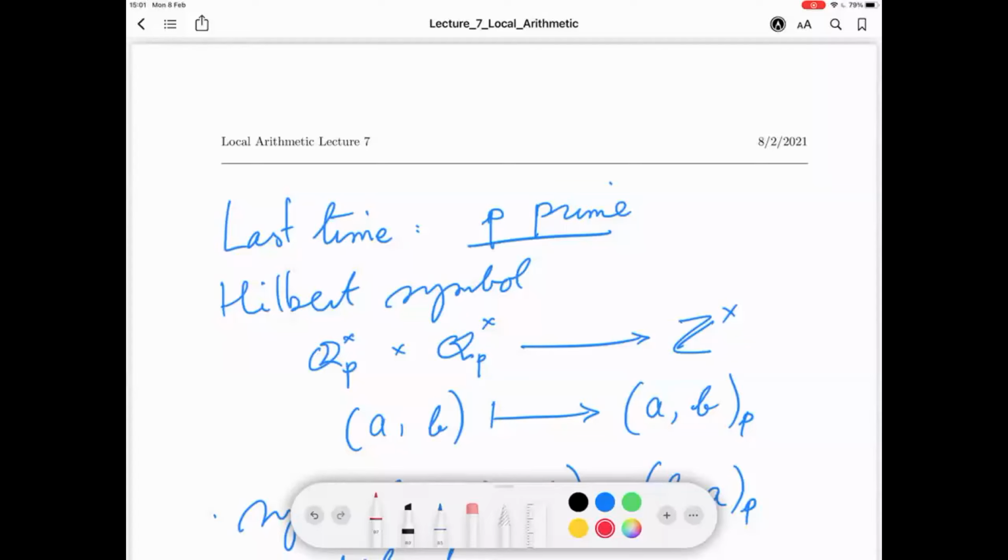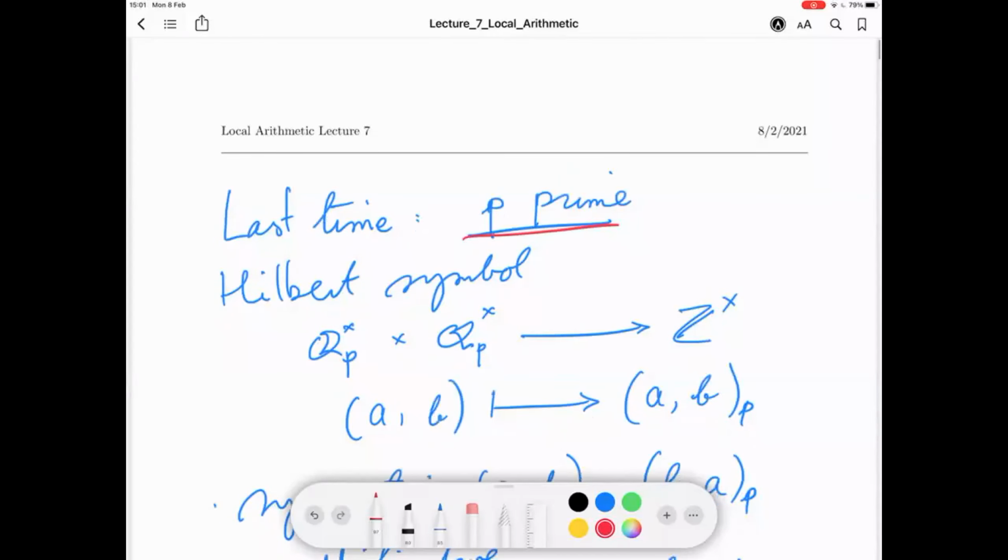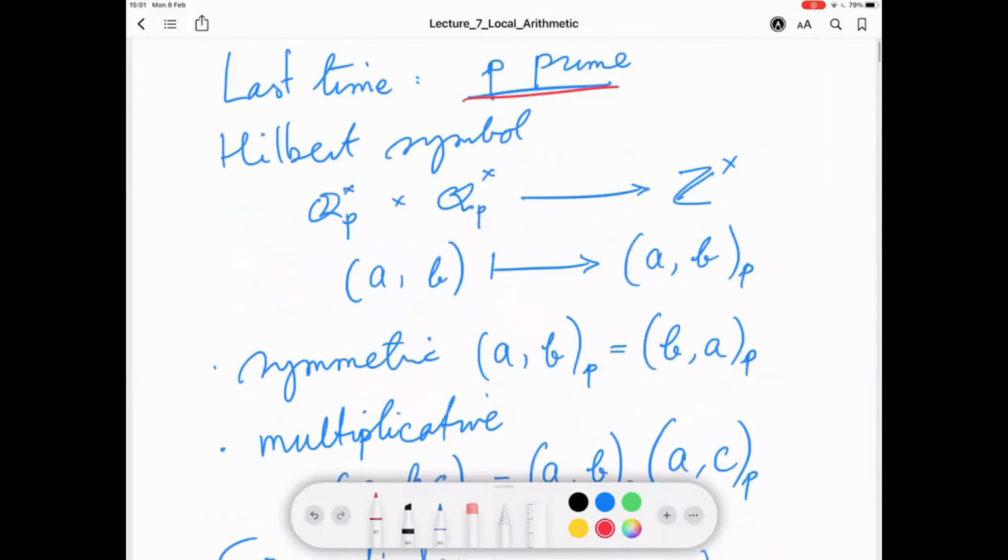Yes. So last time we had a prime number P, which remains fixed. And we had defined the Hilbert symbol from Q_P star cross Q_P star to Z star. It takes a pair (A, B) to (A, B)_P.